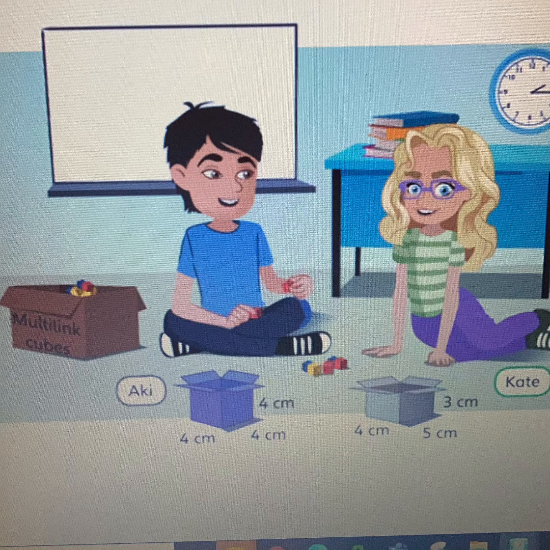Well, apart from the fact it's 4 by 4 by 4, hopefully you can tell me that it must be a cube, because that tells me that all the dimensions are the same. So Aki has got a cube.